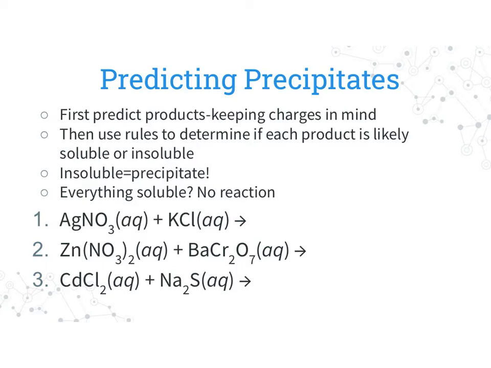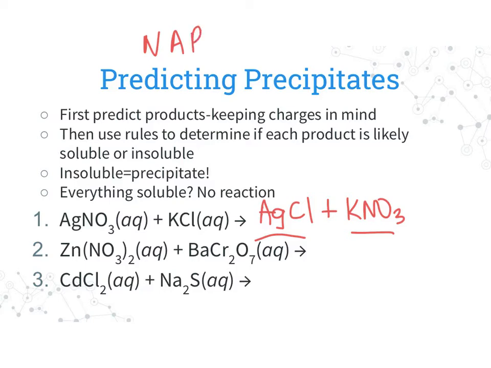All right, so for the first one of these, we said that the products were going to be AgCl and KNO3. So the thing is, we got to figure out if either of these are insoluble. Now remember, NAPS is what we need to remember for AP Chem, right? So that's nitrates, ammonia, potassium, and sodium. So potassium and nitrate are both here, which means this is definitely soluble. If it contains any of NAPS, it is always soluble.